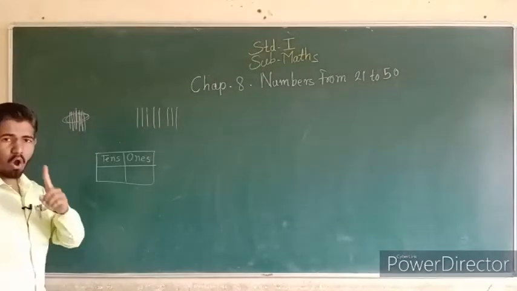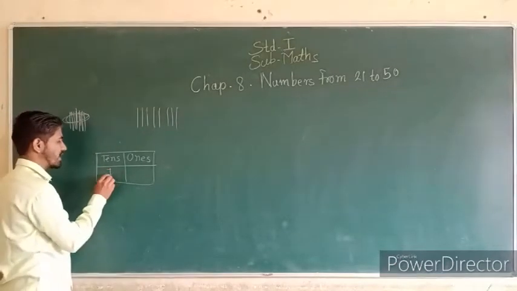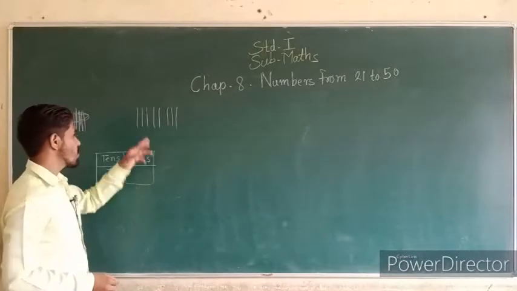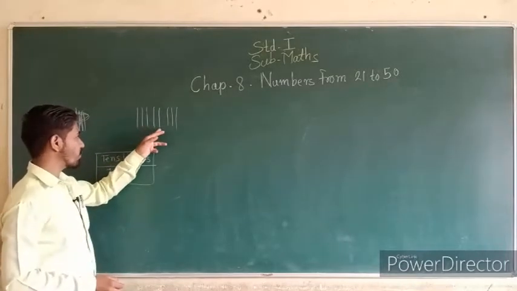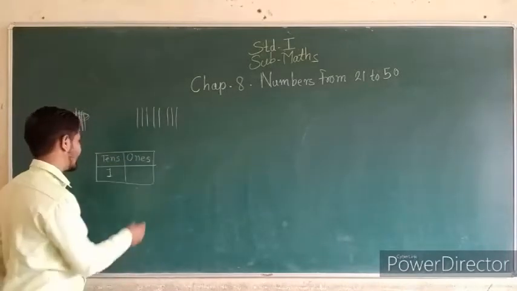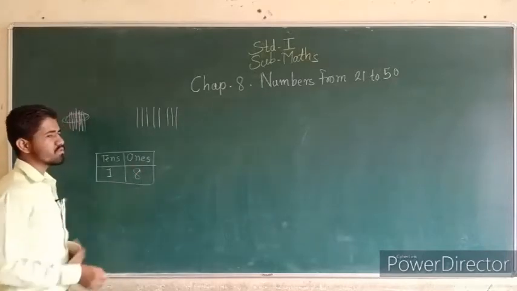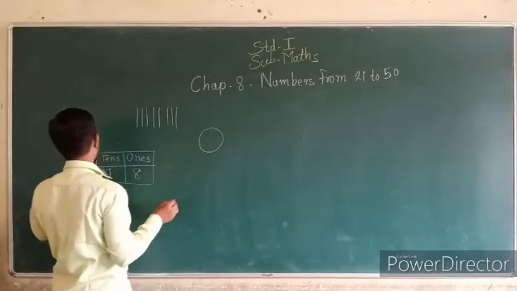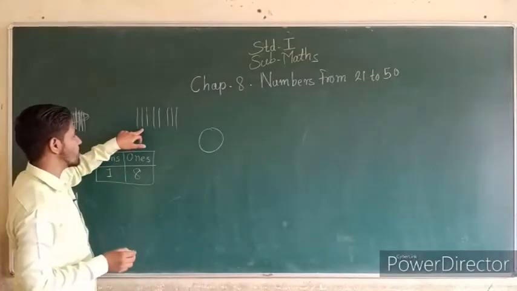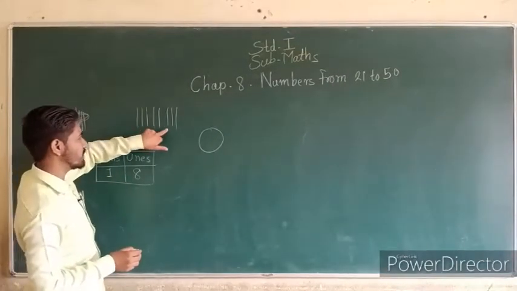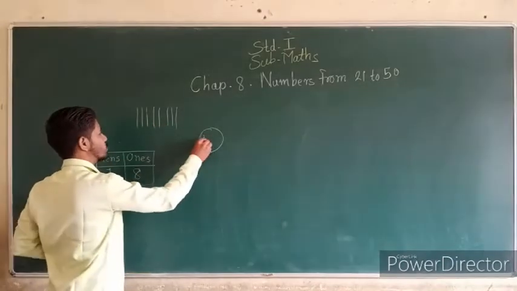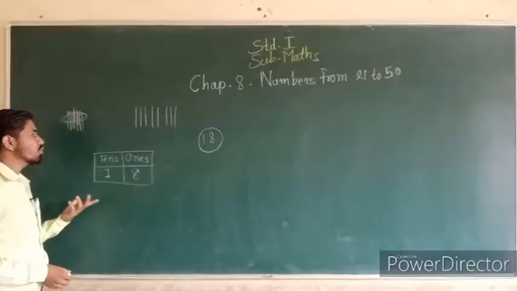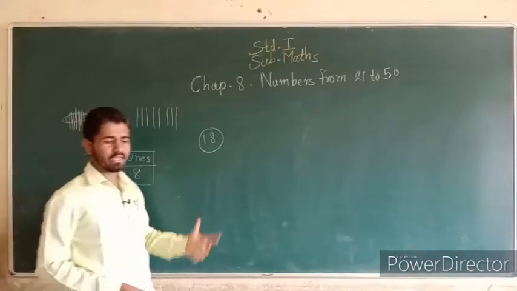Okay students, so we have to see how many bundles of tens are here. 1 bundle of 10, so we write here 1. How many ones of matchsticks? 1, 2, 3, 4, 5, 6, 7 and 8. So here we write 8 ones. So what number do we get? 10, 11, 12, 13, 14, 15, 16, 17, 18. So we write here 18. Students, I hope you understand how we get this number 18.